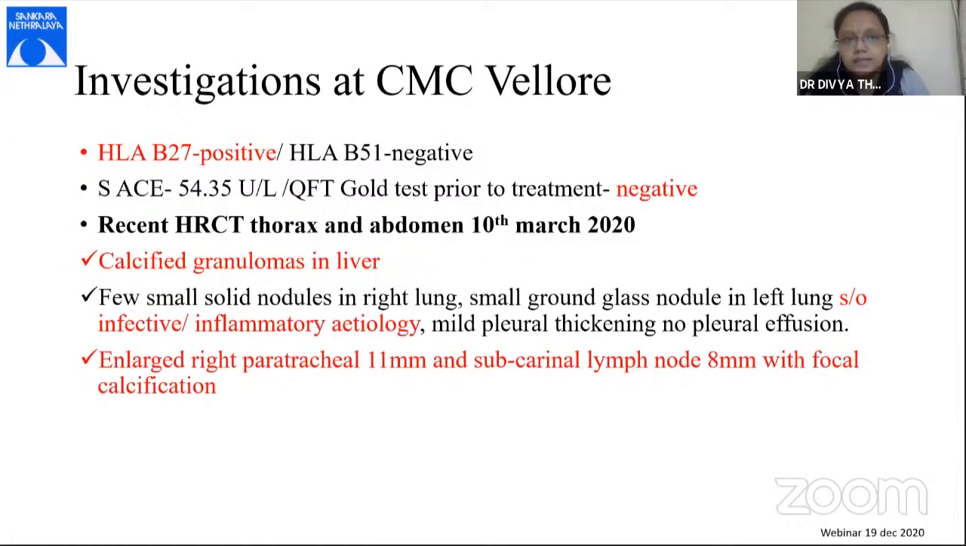In investigations at CMC Vellore, HLA-B27 was positive, HLA-B51 was negative. His serum ACE was within normal limits. A QFT Gold test was done prior to initiation of infliximab therapy, which was negative. A recent HRCT thorax and abdomen showed calcified granulomas in the liver, a few small solid nodules in the right lung, and small ground glass nodules in the left lung, which suggested infective or inflammatory etiology. There was mild pleural thickening with no pleural effusion. There were also an enlarged right paratracheal lymph node, which was 11 mm, and a subcarinal lymph node of 8 mm with calcification.